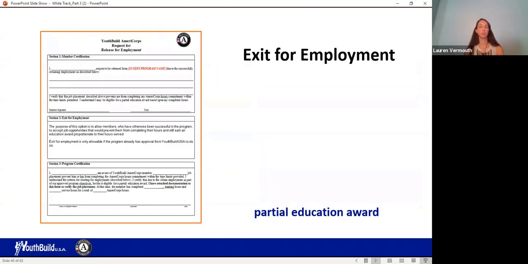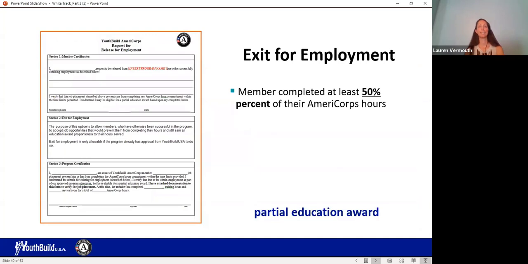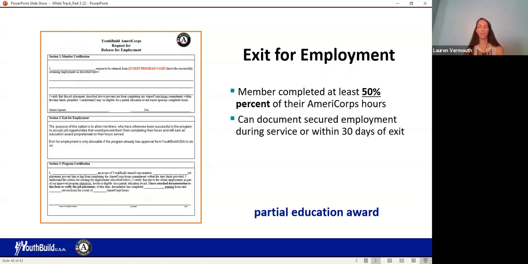So limitations on this, they have to have completed at least half of their AmeriCorps hours. So before it was 15, now we're at 50 for an employment exit. And as a reminder, all those other rules still apply. So we still need that ratio between service and training. And the member can secure employment during their service term or even within 30 days of their last day of service. So that's the window of when the employment can be secured.